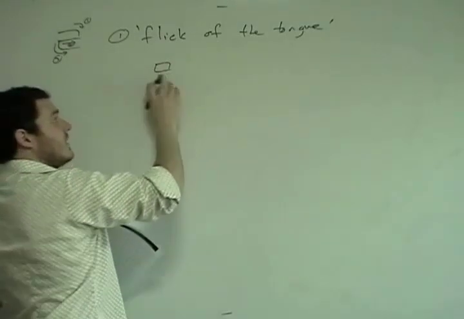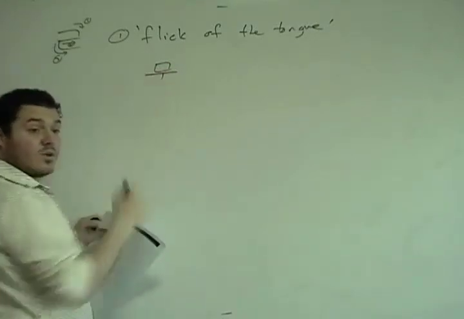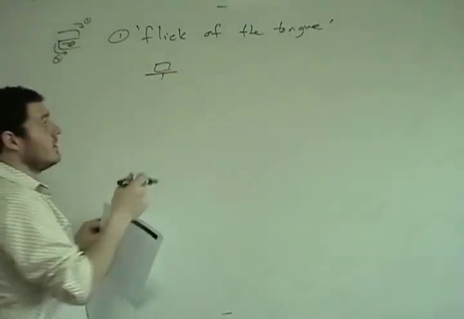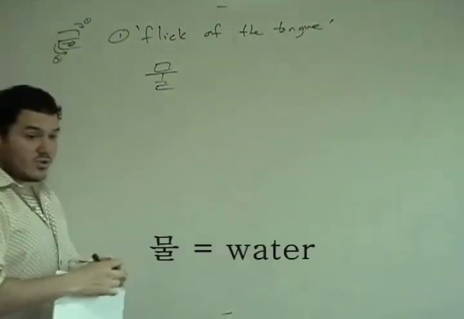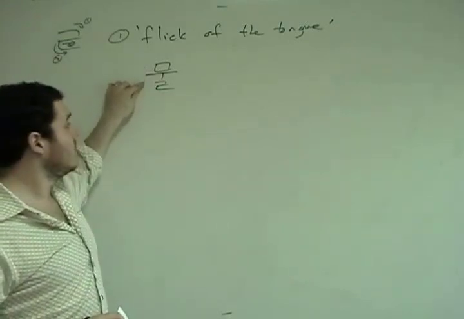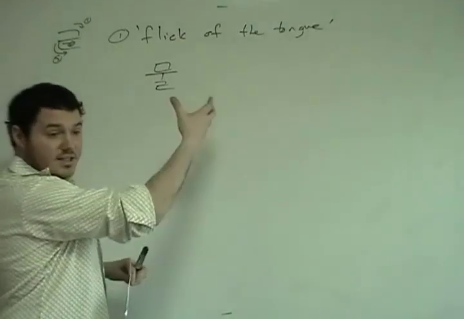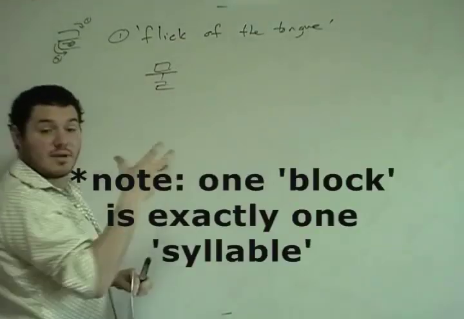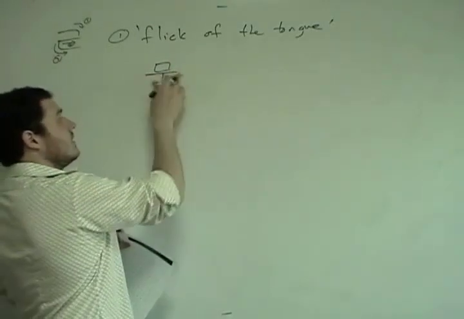This, we haven't learned yet, but is the M. This one with the tick downwards is the vowel U. And then in the bottom, we have this. So this together would be mul. Now, this is one block. A block basically is a syllable, which we'll get into more in a bit.